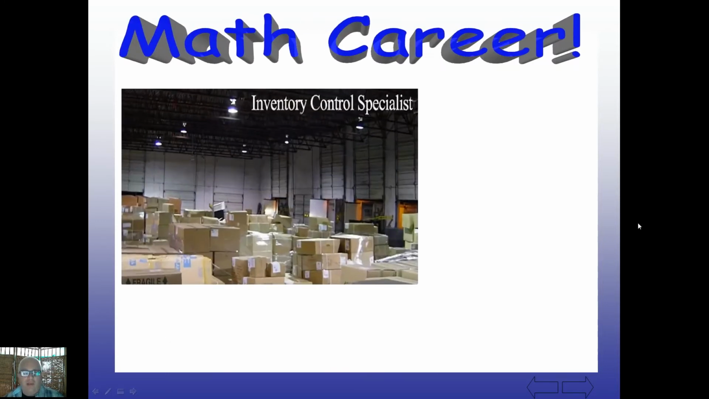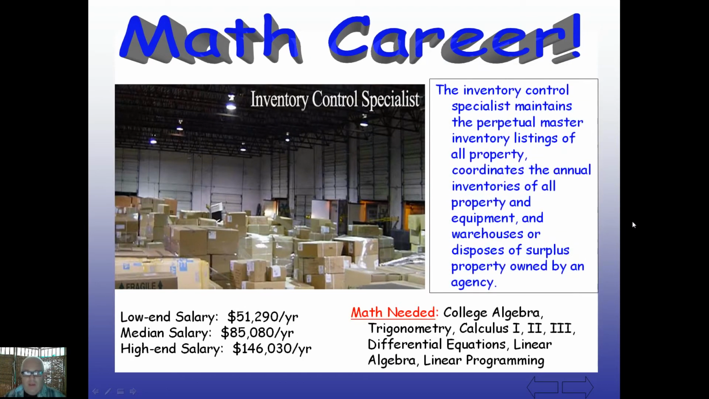Let's take a quick look at our math career for today. An inventory control specialist. This is for all you organizers out there, people who like to organize and list and know where things are. These people maintain the perpetual master inventory listings of all property, coordinate the annual inventories of all property and equipment, and warehouse or dispose of surplus property owned by an agency. You can see the salaries down there on the bottom left, and you can see your math requirements there if you want to look into something like this. But really good for those that like things in order and can manage a lot of things at once.